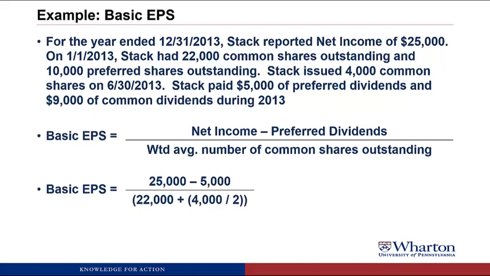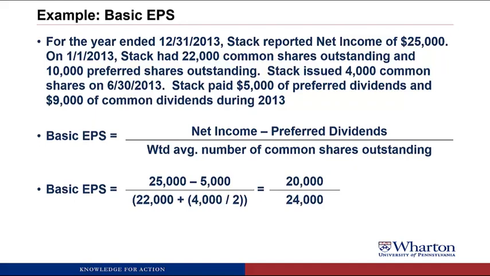So first of all, we ignore preferred shares. When we look at the common shares, they had 22,000 shares at the beginning of the year, and those were outstanding throughout the year. But then they added 4,000 shares for half a year. So to get the weighted average, we take 22,000 shares for the full year, plus they had 4,000 shares for half a year. We have 24,000 shares in the denominator, and of course we have 20,000 in the numerator of net income minus preferred dividends.